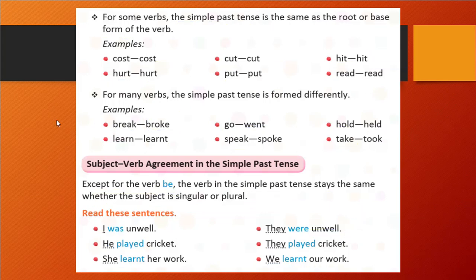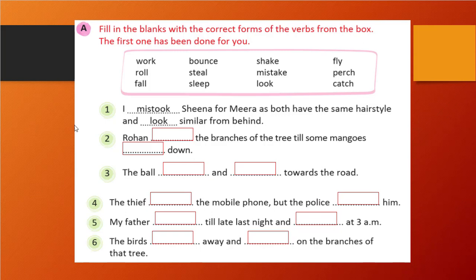Let's see some further, that is our exercise. So here in exercise A, fill in the blank with the correct form of the verb from the box. The first one has been done for you. What we need to do here? You see the first sentence. In a box, some verbs are given: work, bounce, check, fly, roll, steal, mistake, perch, fall, sleep, look and catch. Right? What we need to do? We need to use whichever is appropriate for the sentence.